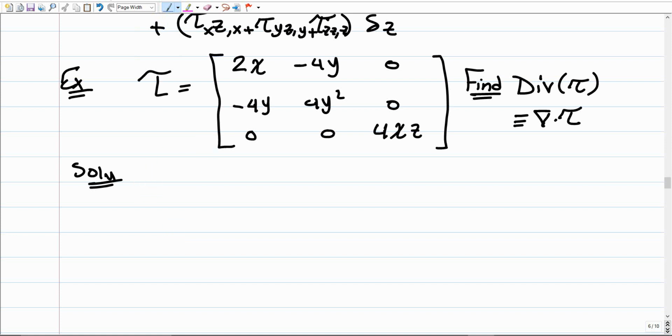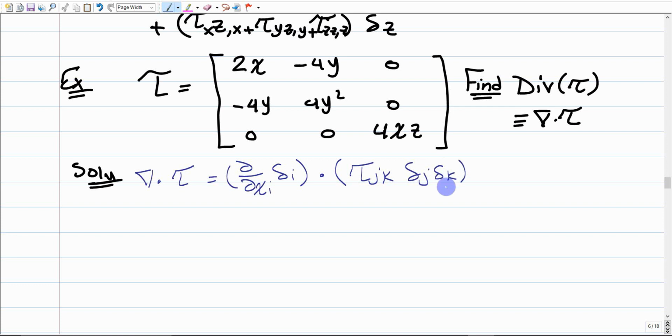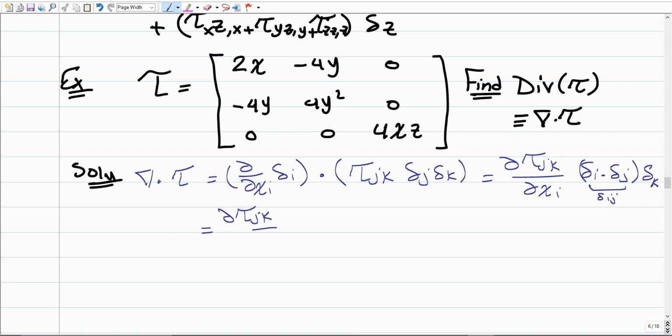So starting from scratch, the nabla dot tau is going to give us the partial by partial xi delta i dot the tau, which should be tau jk. We should use different indices, delta j, delta k, right? This is going to give us the partial tau jk by partial xi, but we're going to have delta i dot delta j, and at the end we're going to have delta k. This is going to give us delta ij as we agreed, so we're going to end up with partial tau jk by partial xi delta ij delta k.